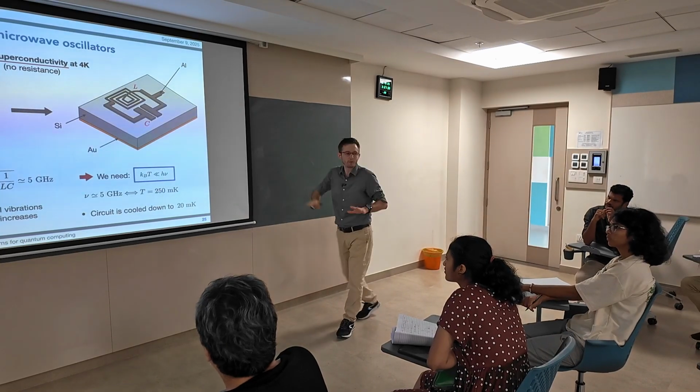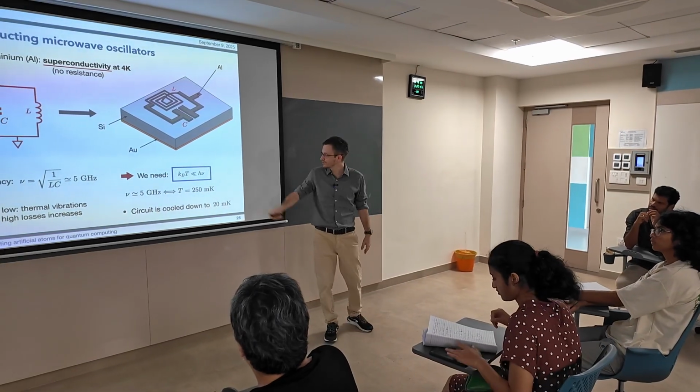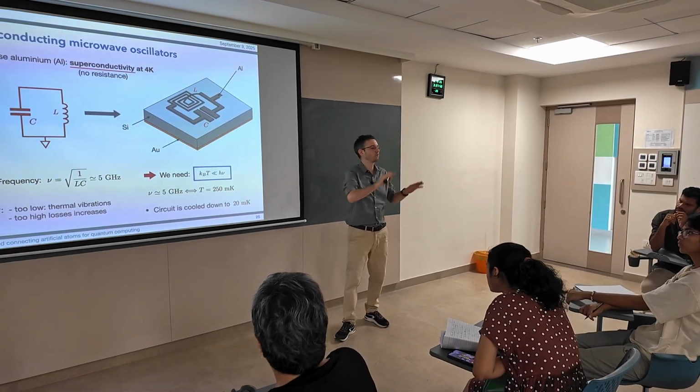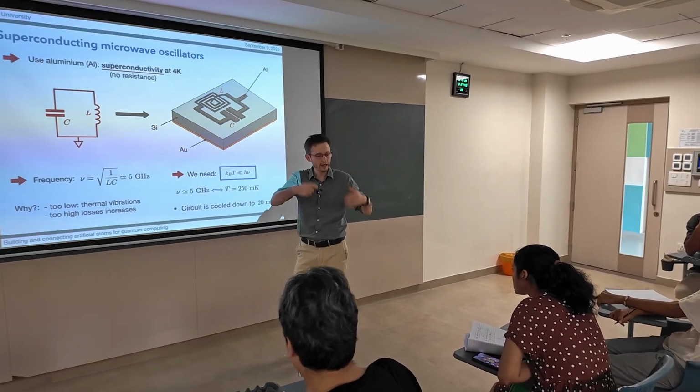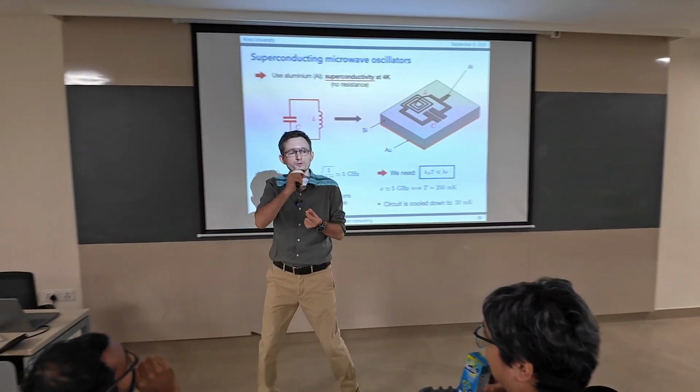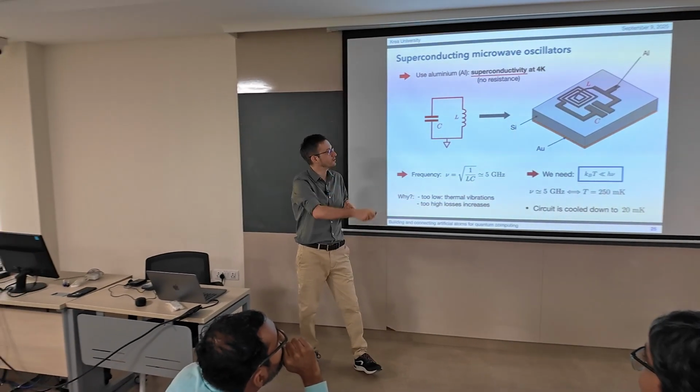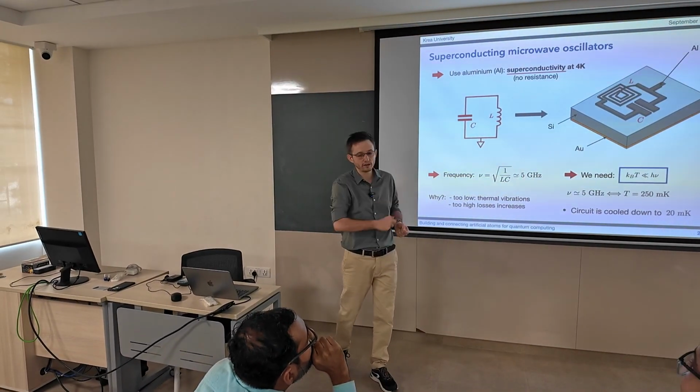The bottom line is we need to cool down very low, lower than 250 millikelvins. In practice, we cool down to 20 millikelvins above absolute zero. That's how far we need to cool it down in order to be able to control these quanta in this circuit.